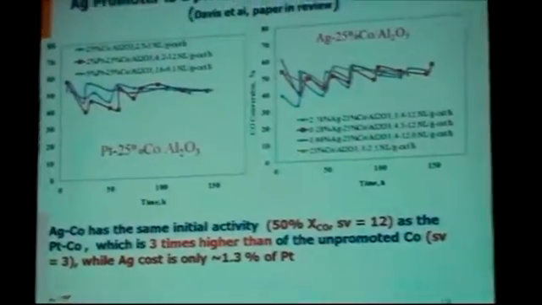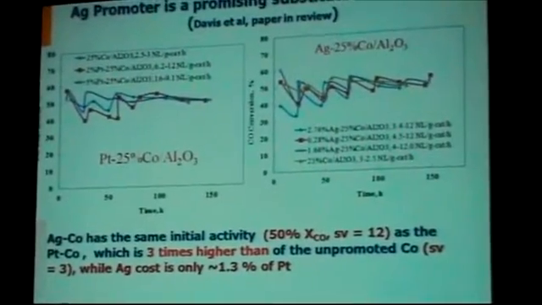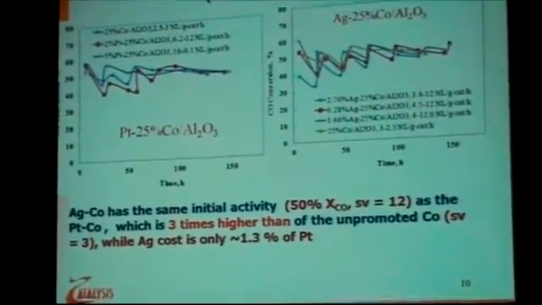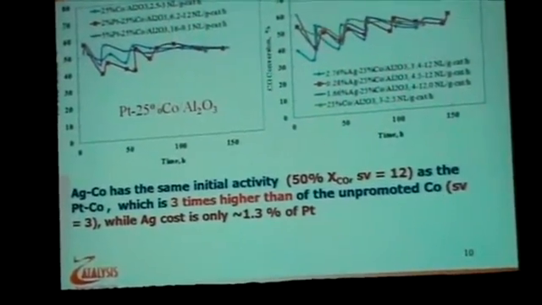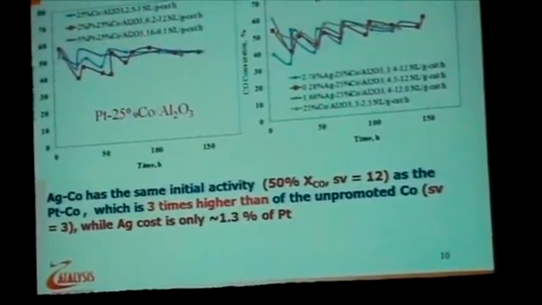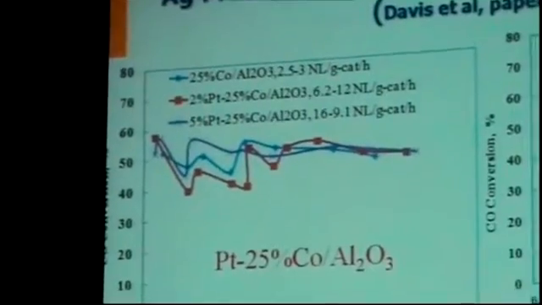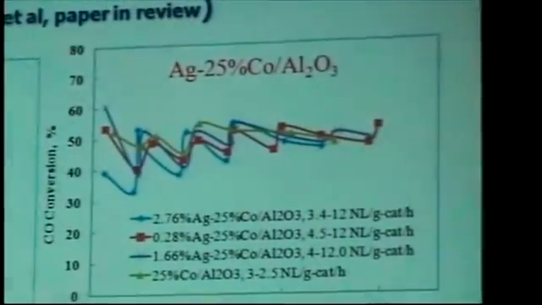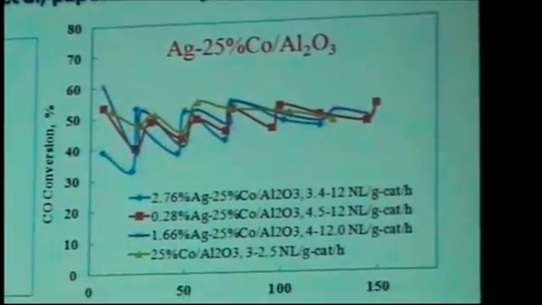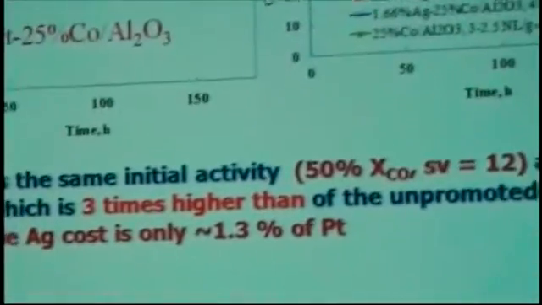And also, silver has the same rules to improve the catalyst activity as platinum if we compare the activity with the unpromoted catalyst. However, with silver the cost is reduced a lot, to about 1% of platinum.